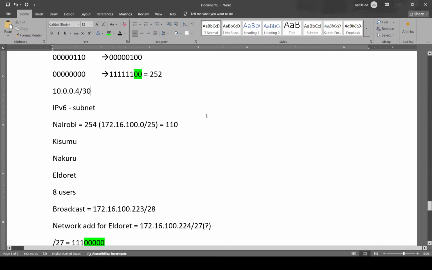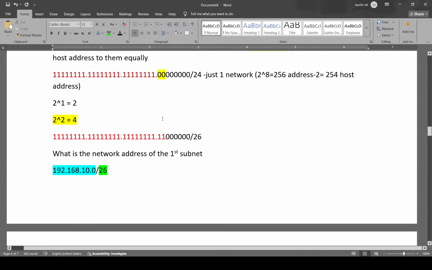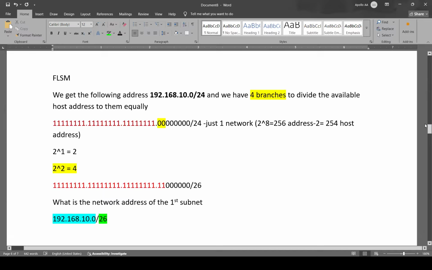Thank you, Mr. Apollo. We continue to appreciate. Would it be possible to share this your worksheet on the WhatsApp group so that we're able to download it? This one? The one that is visible on the screen. Yes.